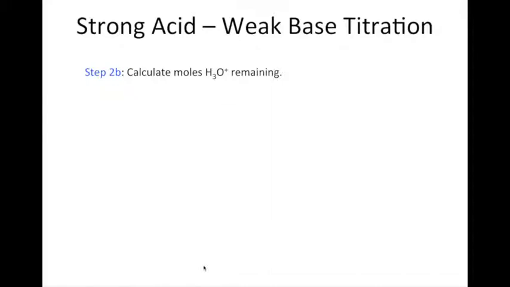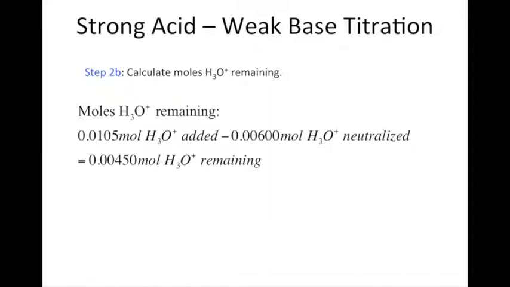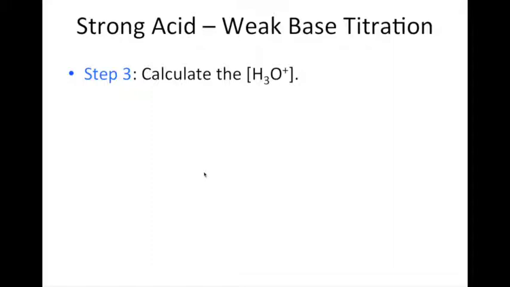So let's calculate the moles of hydronium remaining, and we're just going to subtract the moles of H3O+ neutralized. You see that's just the moles of ammonia that we started with. We're subtracting that from the total moles of hydronium that we added. And so how many moles of hydronium do we have remaining? Well, 0.00450 moles remaining. Now, in order to get a pH, we have to convert that into a concentration.